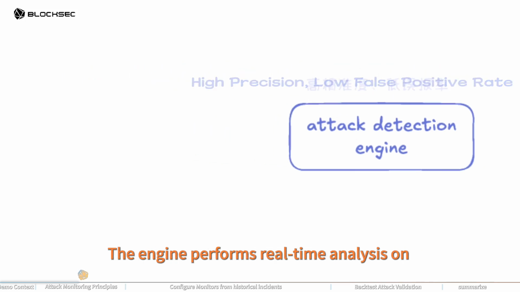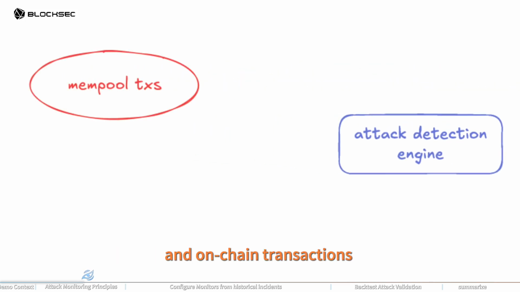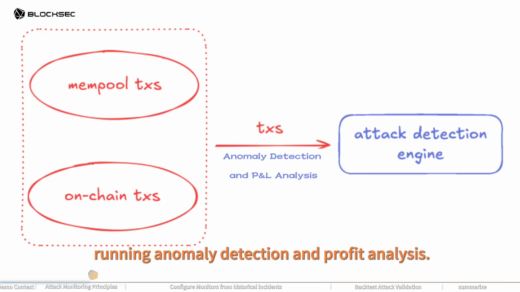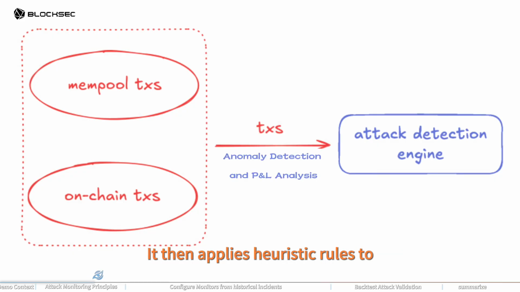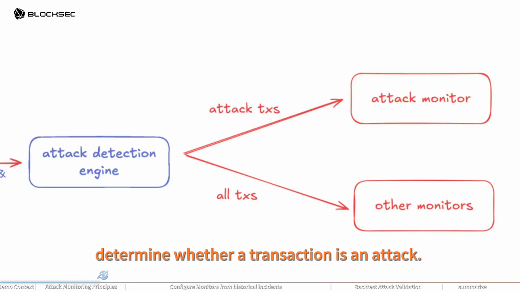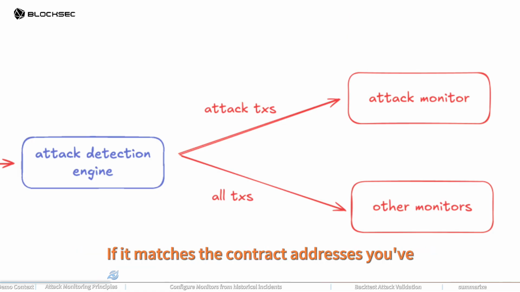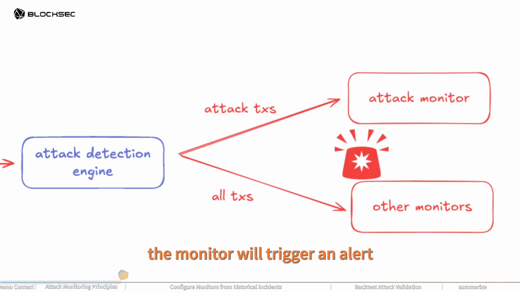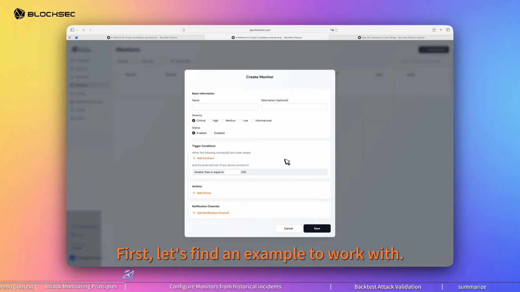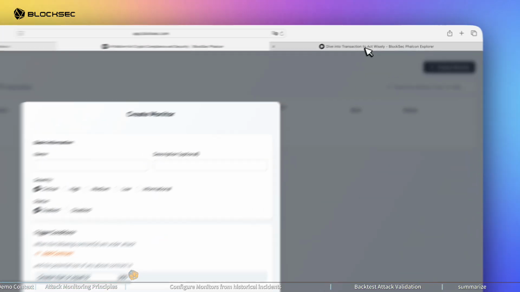The engine performs real-time analysis on all mempool and on-chain transactions, running anomaly detection and profit analysis. It then applies heuristic rules to determine whether a transaction is an attack. If it is, that transaction gets picked up by the attack monitor. If it matches the contract addresses you've pre-configured and the loss threshold, the monitor will trigger an alert and any pre-configured actions. First, let's find an example to work with.